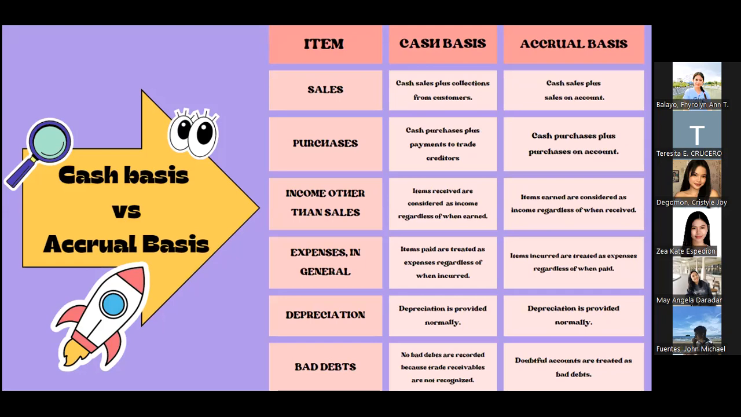How about depreciation? Both for cash basis and accrual basis, depreciation is provided normally. Lastly, for bad debts, under cash basis, no bad debts are recorded because trade receivables are not recognized. So we are not required to recognize doubtful accounts because, in the first place, we do not recognize trade receivables under cash basis. Under accrual basis, doubtful accounts are treated as bad debts.